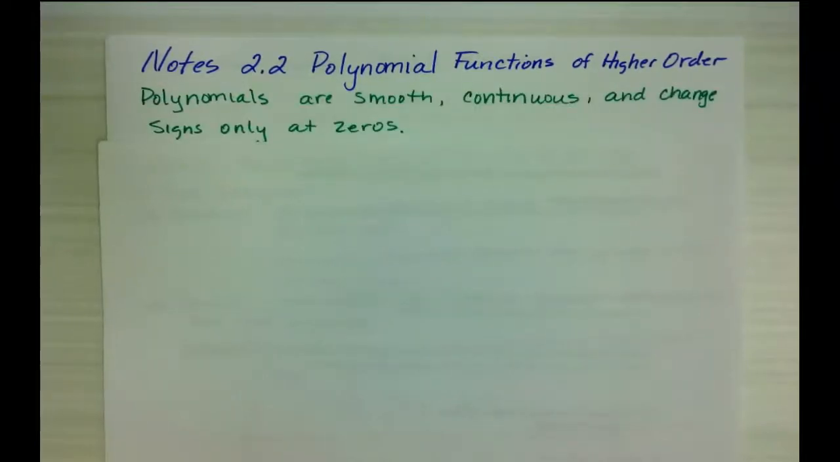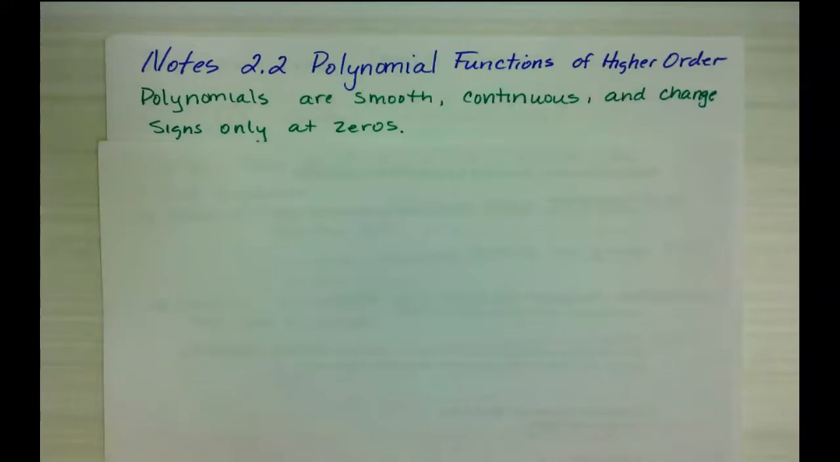A polynomial has a smooth, continuous graph and changes sign only at 0. So it's a smooth, continuous curve and it changes signs only at 0. So for instance, a square root graph wouldn't be a polynomial graph because it kind of ends at that beginning point. A rational function wouldn't be a polynomial graph because it has all kinds of things that cause it to be not continuous, like holes and vertical asymptotes.